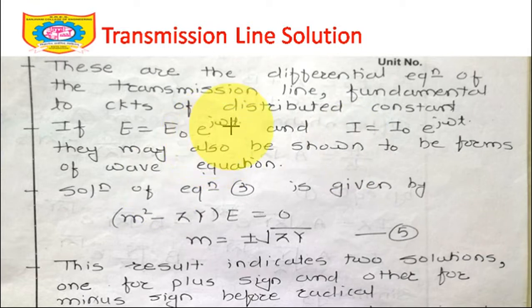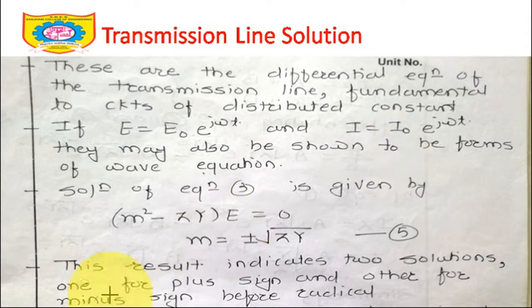Also, what does this e raised to j omega t represent? It can be written as cos omega t plus j sin omega t. What I mean to say is, these voltages and current have a sinusoidal nature, and they may also be shown to be forms of the wave equation. The wave equation we already studied in unit number 6.